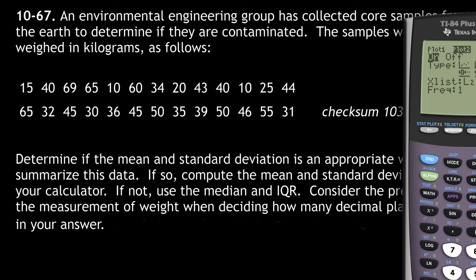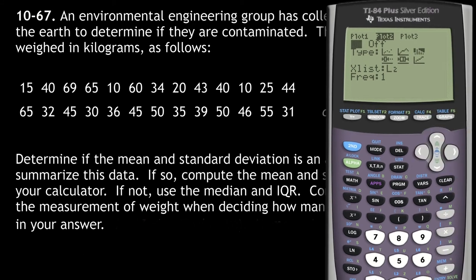It looks like the smallest number I see is 10 and the largest is almost 70. Let's just see what our calculator does, and then we might modify it to change the number of bins. So to see this now, I'm going to hit zoom and 9, and this will let the calculator.